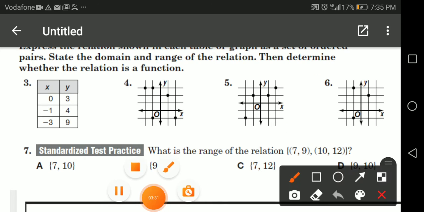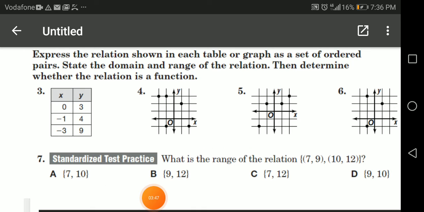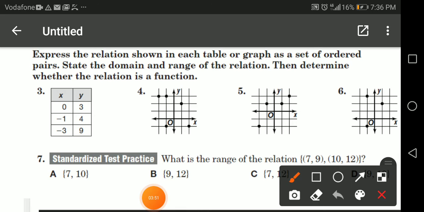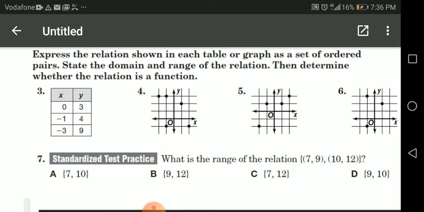In this one, I have the ordered pairs 0 and 3, negative 1 and 4, negative 3 and 9. Then after that, I say the domain is 0, negative 1 and negative 3. Then this is the domain, and then the range will be 3, 4, then 9. Okay, this is easy. What about this one?